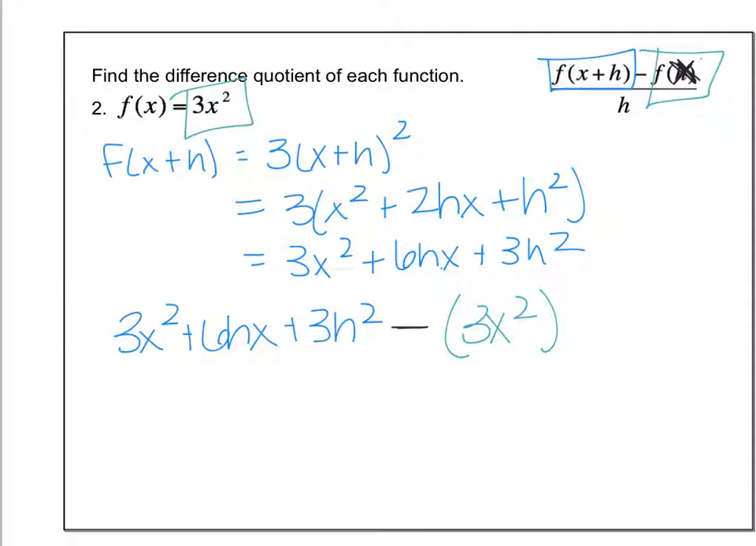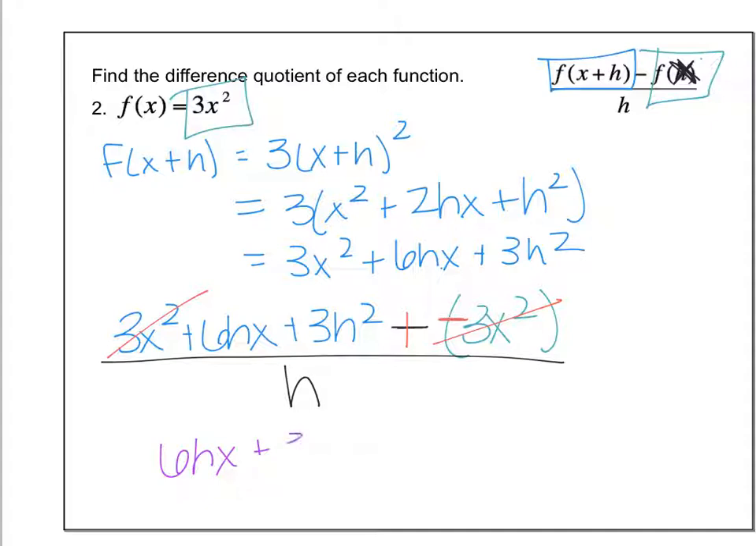Divided by... the formula says h. So now we're only subtracting one thing, so the parentheses aren't as important. But if you like to do the distributing of it, you can put plus the negative there. What's going to cancel? 3x squared. The 3x squareds go away. Then we write down what we have left here. I've got 6hx plus 3h squared all over h.